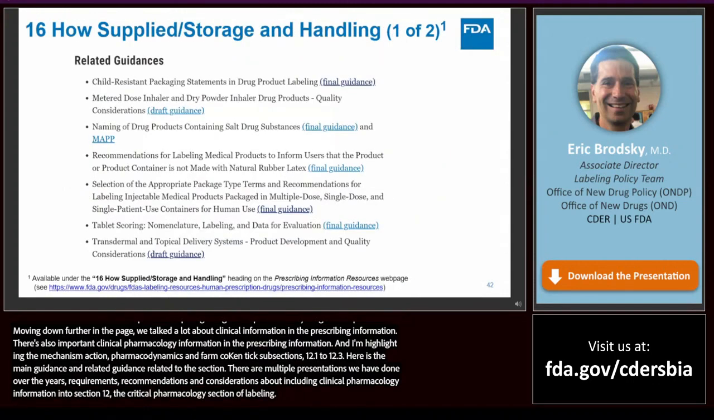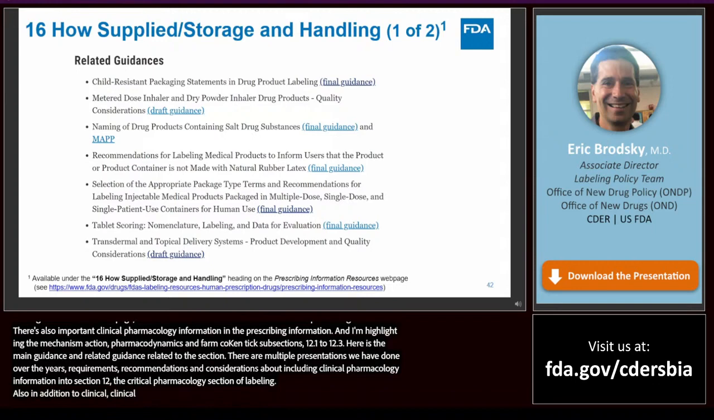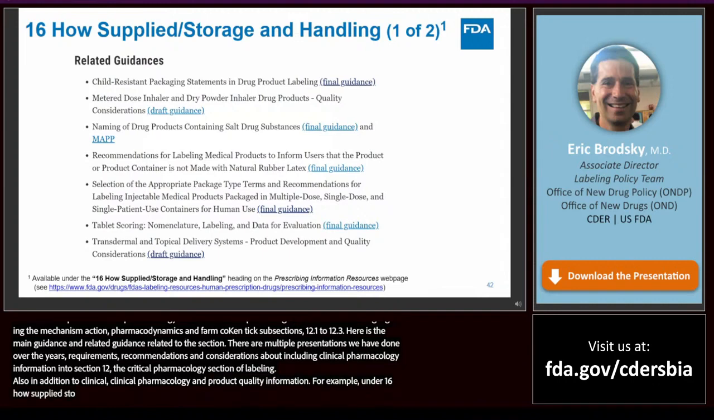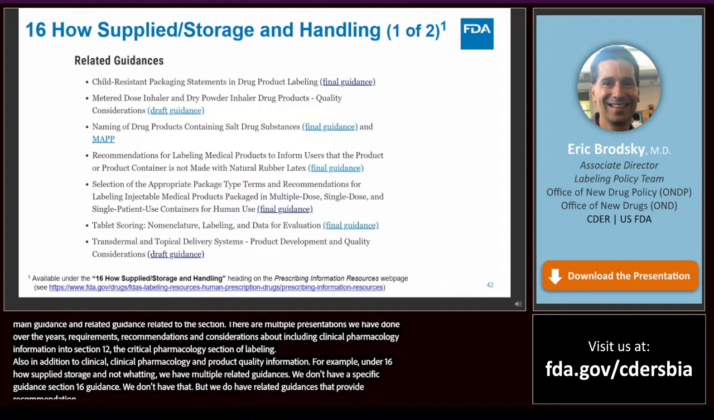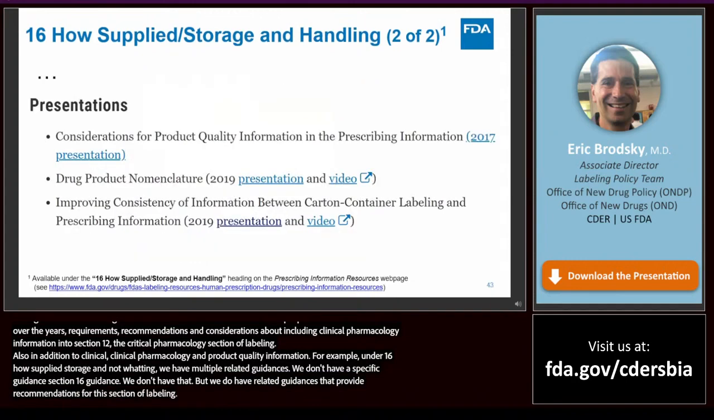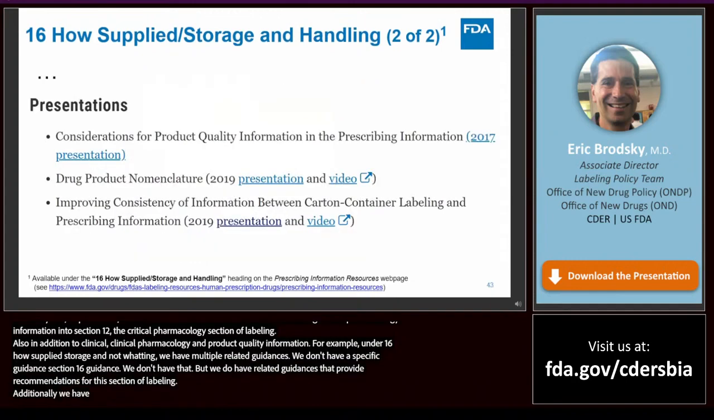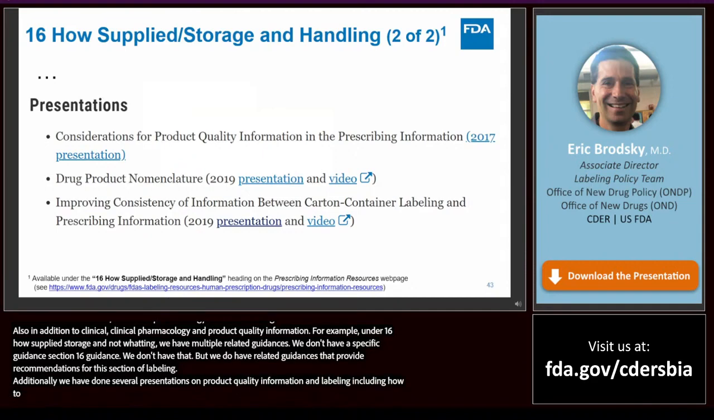Also, in addition to clinical pharmacology, we have product quality information. For example, under 16, how supplied, storage, and handling, we have multiple related guidances. Now, we don't have a specific Section 16 guidance. We don't have that, but we do have some related guidances that provide recommendations for this section of labeling. Additionally, we have done several presentations on product quality information and labeling, including how to include information in Section 16.